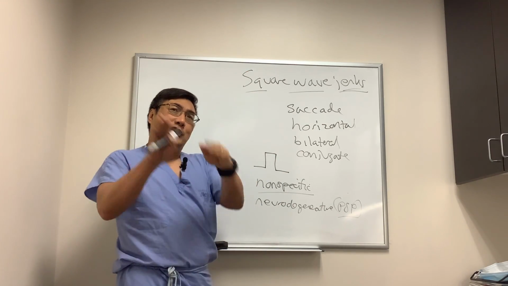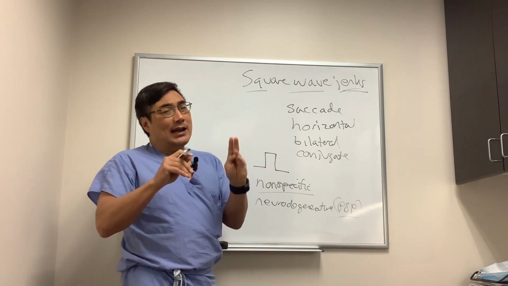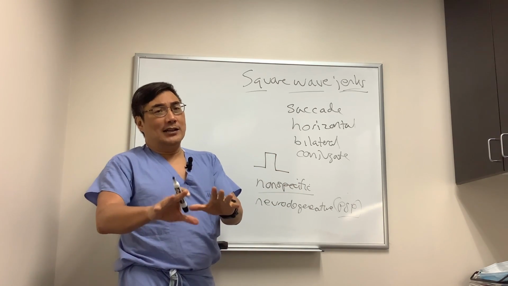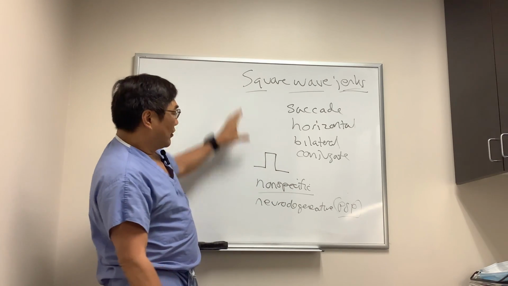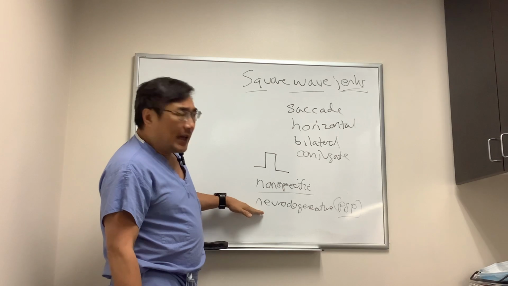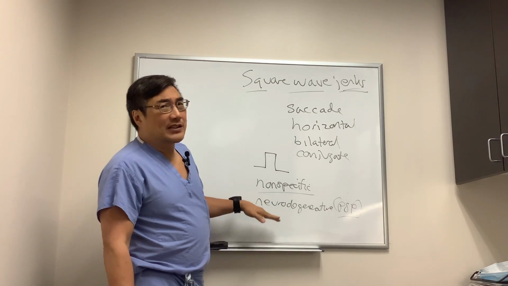And if it's multidirectional rather than horizontal, that's called opsoclonus. So opsoclonus, ocular flutter, these are pathologic and need workup. Square wave jerk, very non-specific, but if you find a lesion, usually it's neurodegenerative, but it's not very localizing.